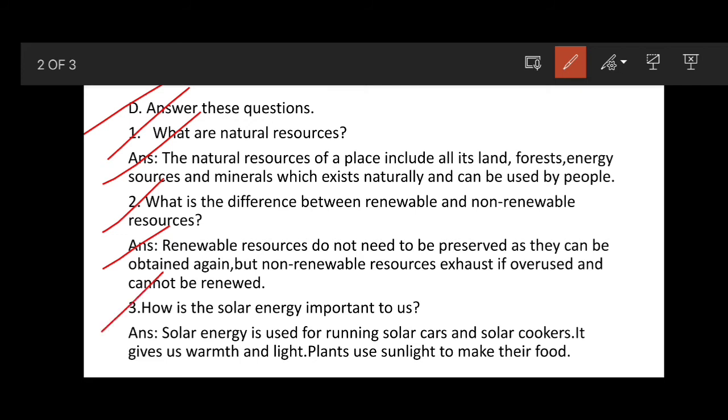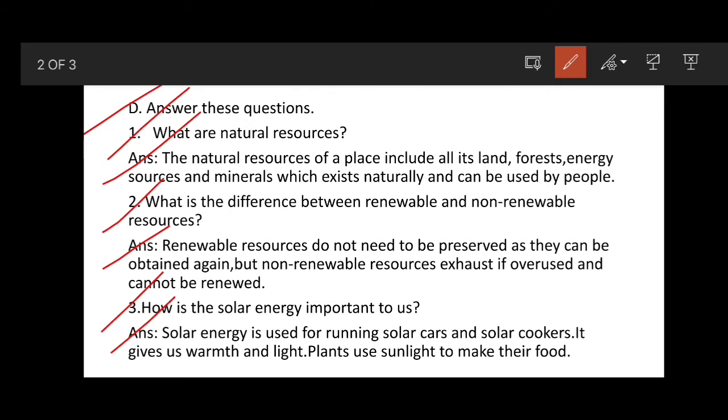Next, question number 3. How is the solar energy important to us? The answer is solar energy is used for running solar cars and solar cookers. It gives us warmth and light. Plants use sunlight to make their food. Solar energy is important. Why? Because by using solar panels we can convert solar energy, sunlight, into energy, that is electricity.